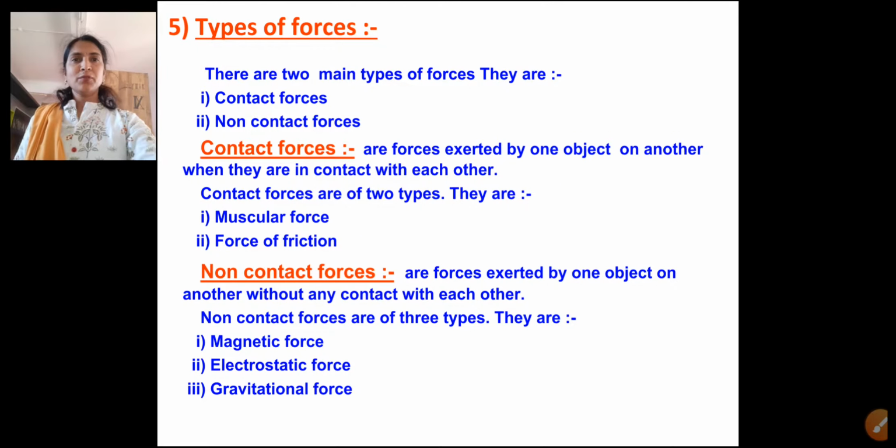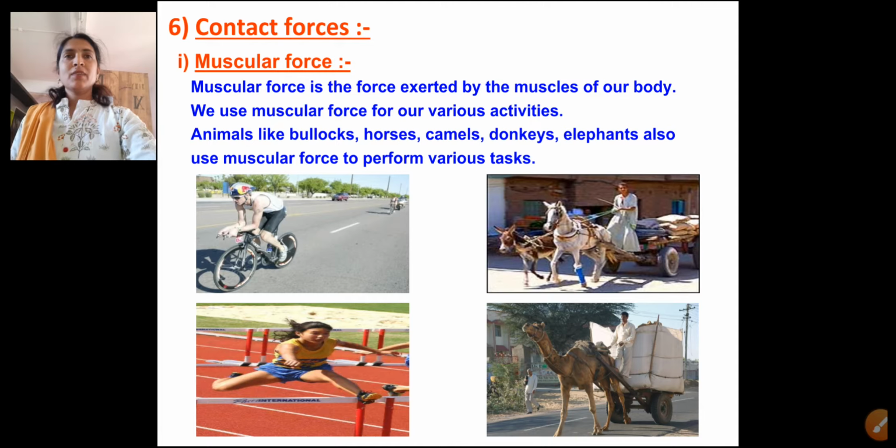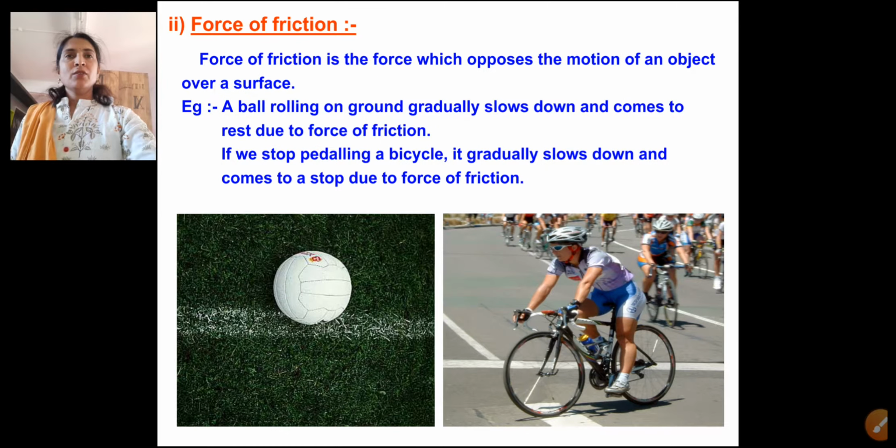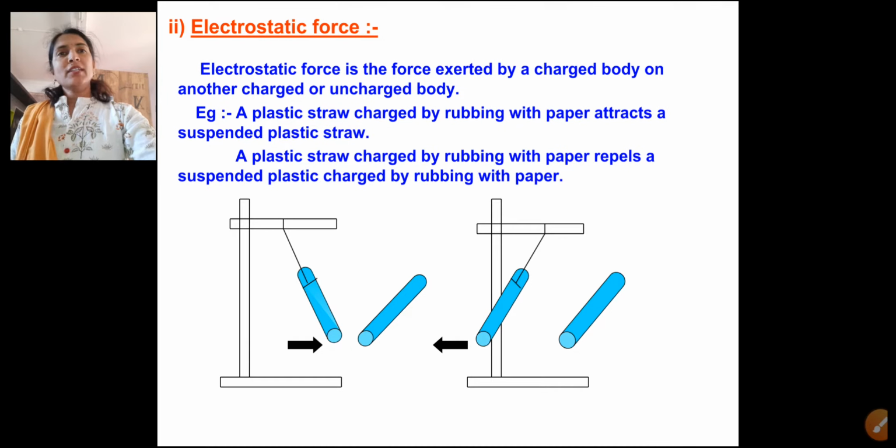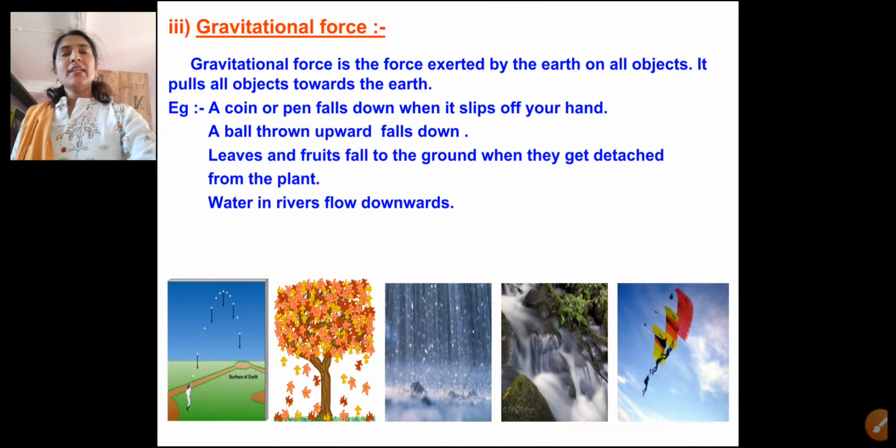There are two types of forces: contact force as well as non-contact force. In contact force, muscular force and force of friction are given, and in non-contact force, magnetic force, electrostatic force and gravitational force are given. This is the contact force with the picture. The force of friction you can see in the picture. Some definitions and examples are given there. For non-contact force, the example of magnetic force is also given here, and electrostatic force as well as gravitational force.